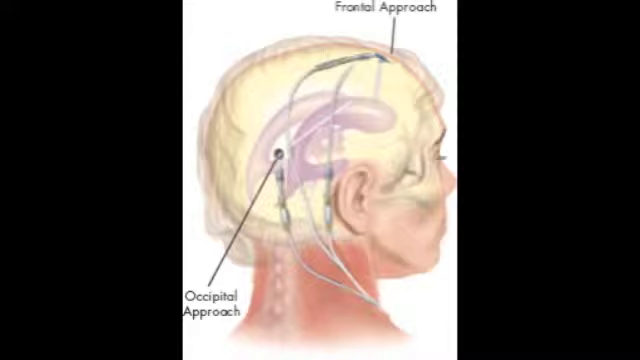Here is a picture of a hydrocephalus shunt. In this picture, it shows the proximal catheter leading into the brain. There's two approaches to the placement of the proximal catheter. One is the occipital and the other is the frontal approach. These apply to the point of entry of the proximal catheter.